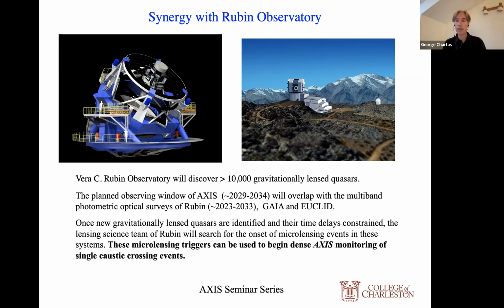10,000 AGN. And the fact that Rubin will be monitoring these means that we actually can trigger on a microlensing event, and for the first time with AXIS, follow up and obtain a single crossing event with AXIS.